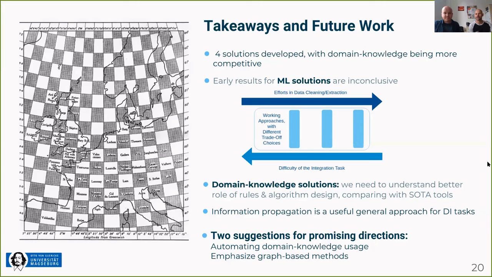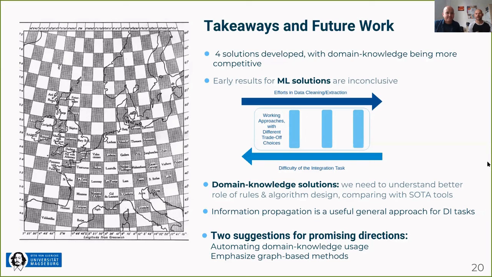Moving on from machine learning solutions to domain knowledge solutions, we found out that we still need to dig deeper into the rules and algorithms that we used and find out how they contribute to each other and to the overall goal of our integration tasks. Furthermore, we need to compare with state-of-the-art tools like Magellan and FAMER. All of them should be compared with us.